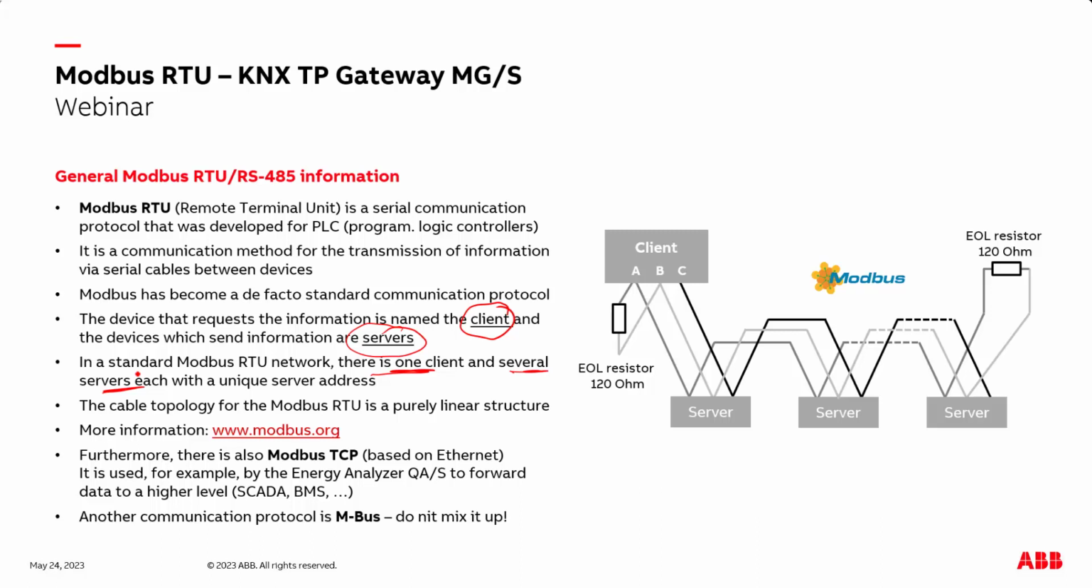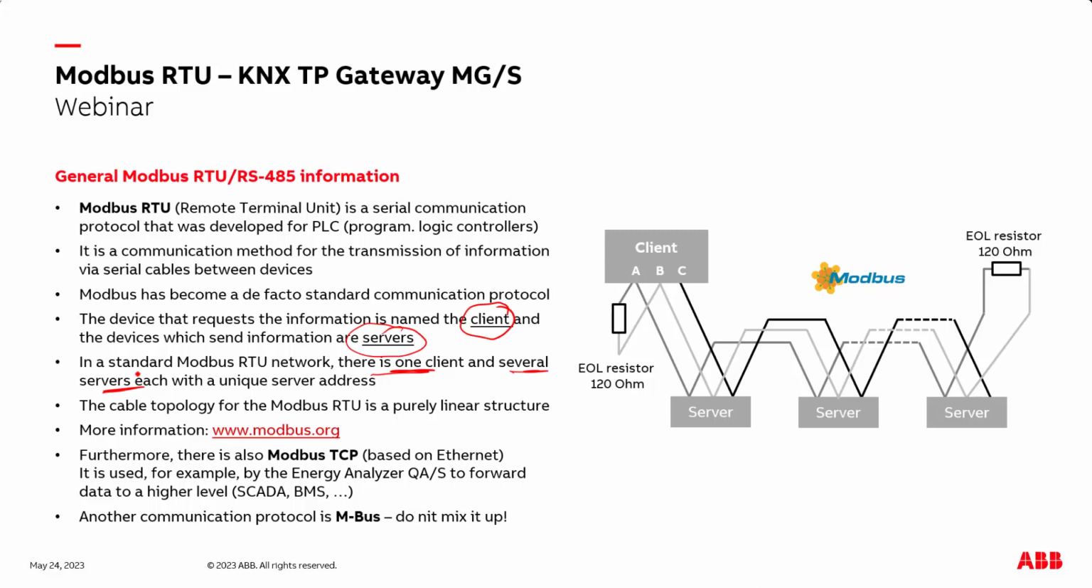The cable topology of a Modbus RTU network is a pure line structure, like you can see on the right side. So we have one client and several servers. More information about Modbus is available online, so you can Google or go to modbus.org.